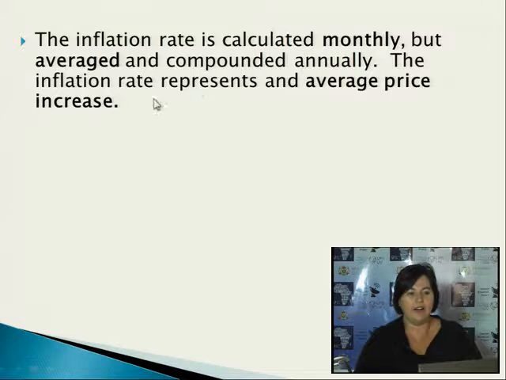Now, there I've highlighted the word for you, averaged, because in the beginning I said we work with data. And if I speak of the averaged rate, then I'm speaking of the mean. So yes, my data set will be the monthly numbers, and then I find the mean or the average for my yearly inflation rate.